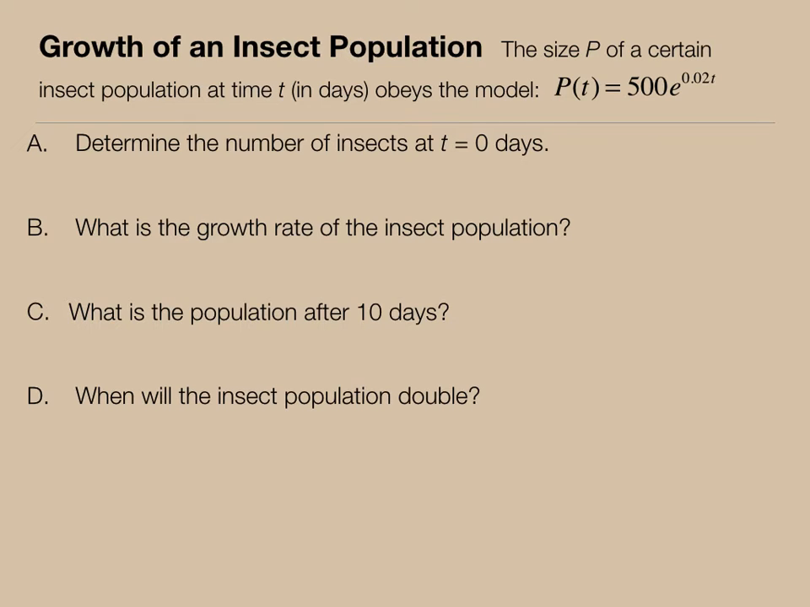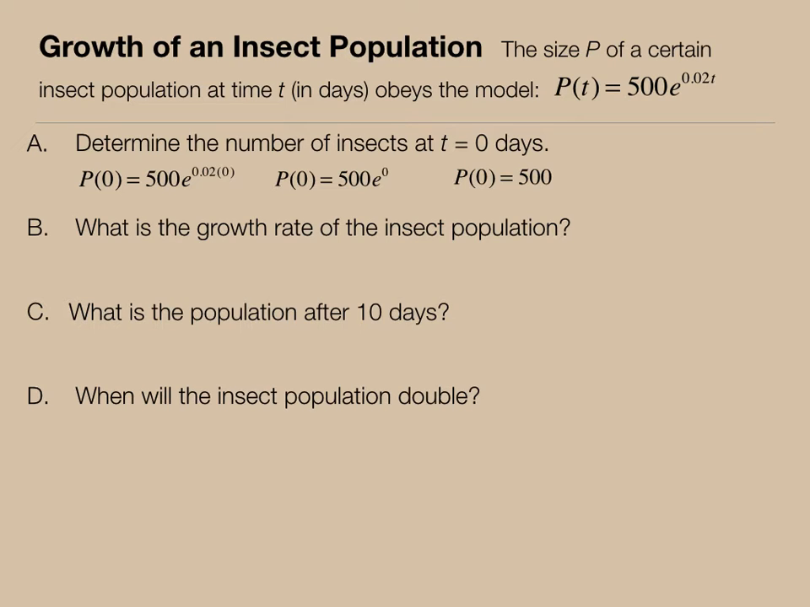So we are simply going to evaluate p of 0 by substituting 0 in place of t in the given equation. Now we know that multiplying anything times 0 is 0. We know that anything to the 0 power is 1. So here's my answer, which I really should include in sentence form because this is a word problem in context.